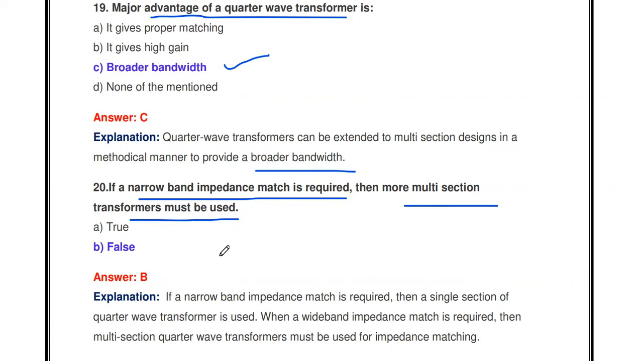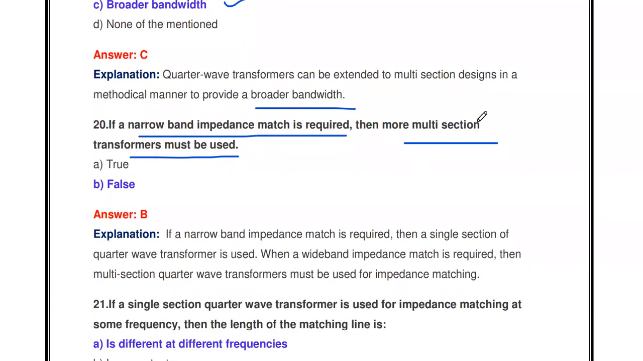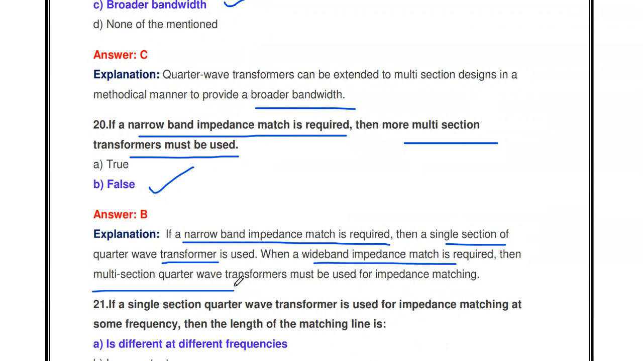Then the next thing, if a narrow band impedance match is required, then multi-section transformers must be used. True or false? This is false. If a narrow band impedance match is required, we may use a single section quarter wave transformer. For a wide band impedance match, we have to use multi-section quarter wave transformers.